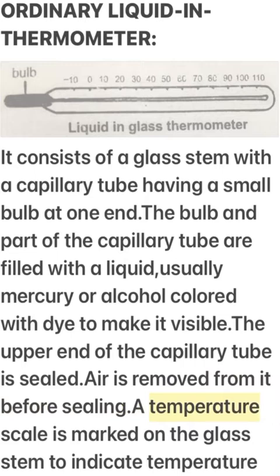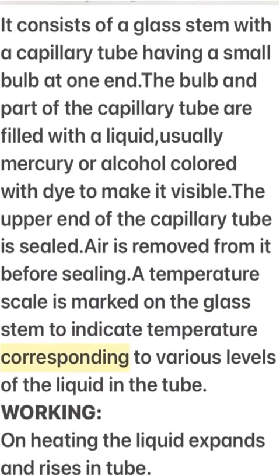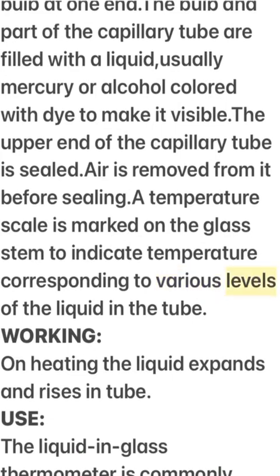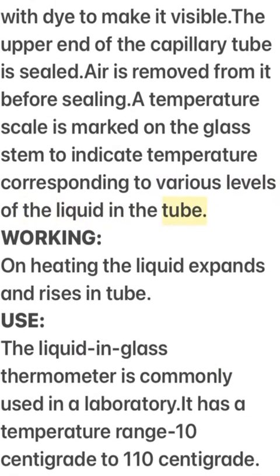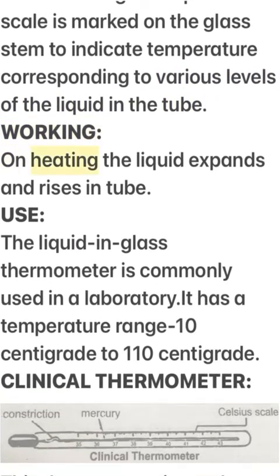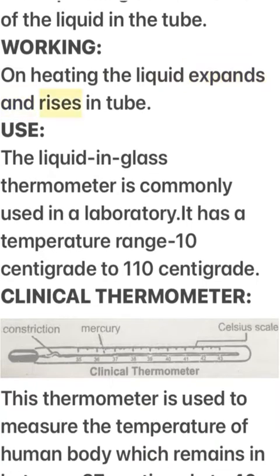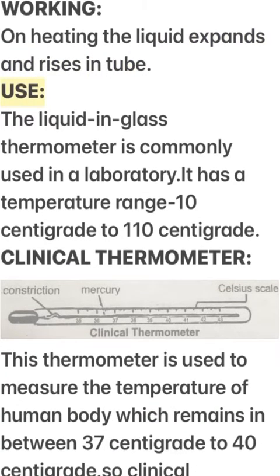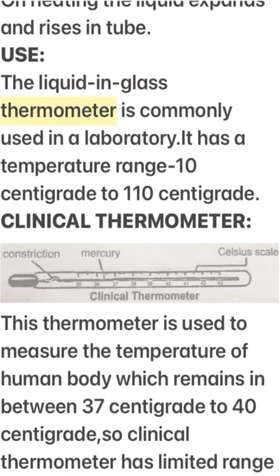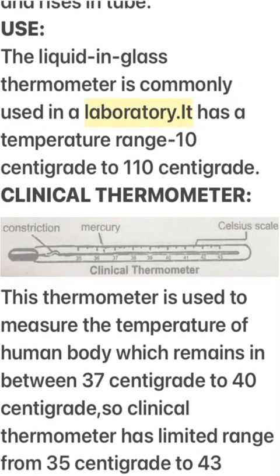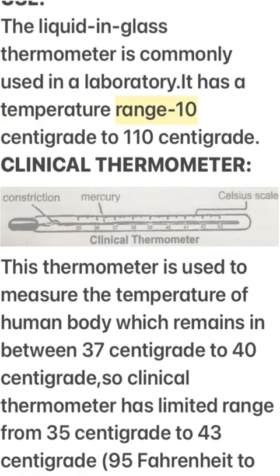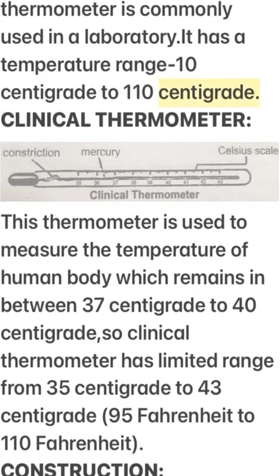A temperature scale is marked on the glass stem to indicate temperature corresponding to various levels of liquid in the tube. Working: on heating, the liquid expands and rises in the tube. Use: the liquid in glass thermometer is commonly used in a laboratory. It has a temperature range of -10 centigrade to 110 centigrade.